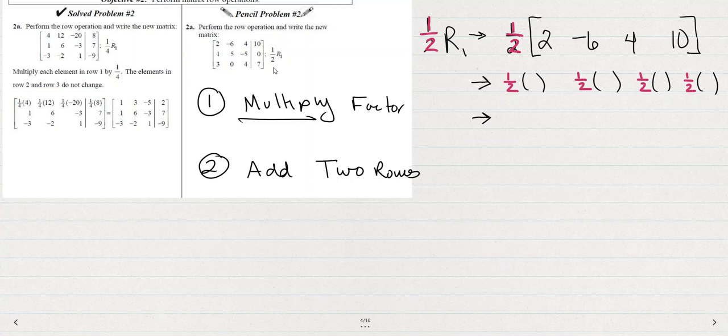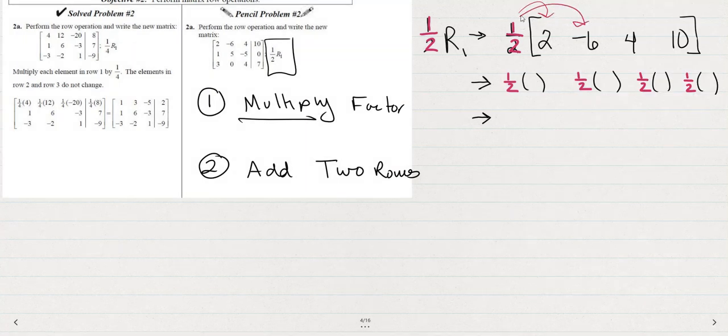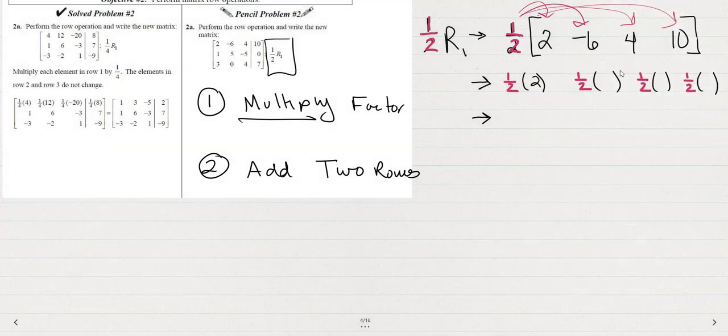How do you multiply a row? We're going to use this notation, 1/2 r sub 1, to mean take row 1 and multiply it by 1/2. In other words, we're going to take 1/2 and distribute it to the 2, negative 6, 4, and 10. It might look like this: 1/2 times 2, 1/2 times negative 6, 1/2 times 4, 1/2 times 10. 1/2 of 2 is 1. 1/2 of negative 6 is negative 3. 1/2 of 4 is 2. And 1/2 of 10 is 5.